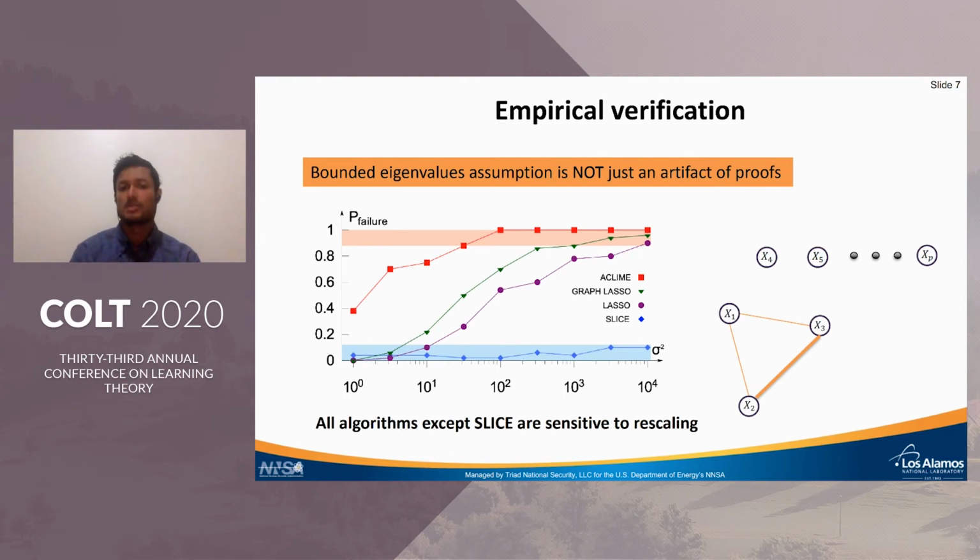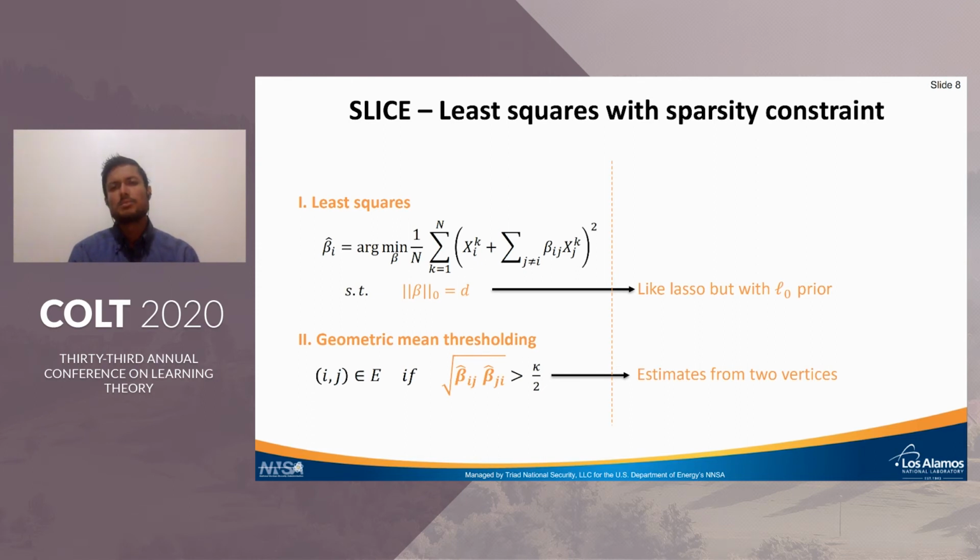Turns out all of the methods that I mentioned, at least the 3 of them that we tested, are indeed sensitive to rescaling. So it's not just an artifact of proofs. And for some of them the probability of failure goes to 1. They completely fail at recovering the graph when the rescaling reaches a certain value. Whereas one of the methods in our paper, called SLICE, is completely invariant under rescaling. So let's jump into the details of what this method SLICE is.